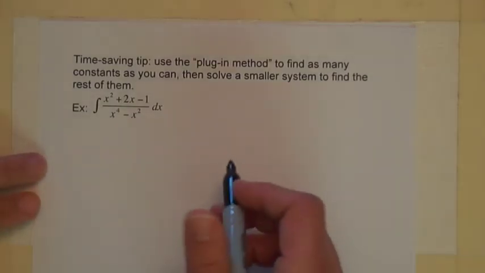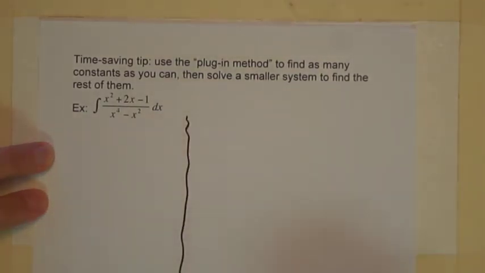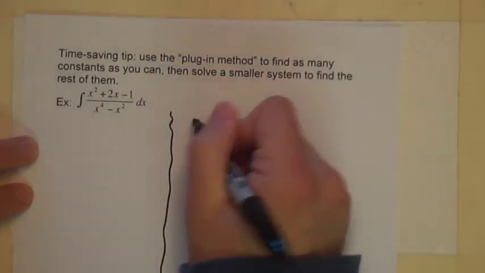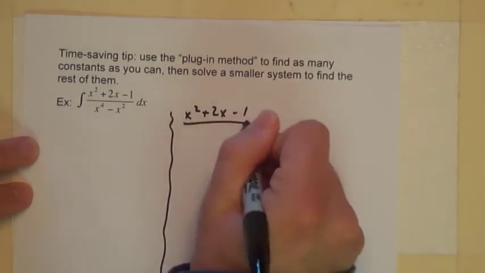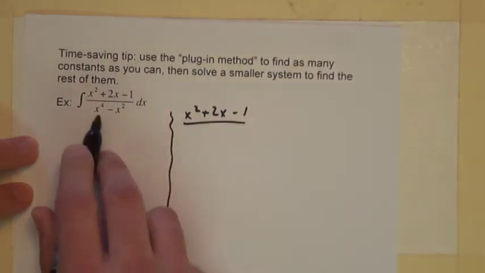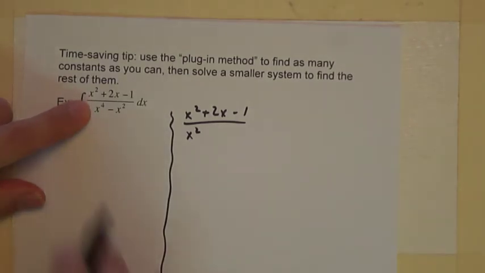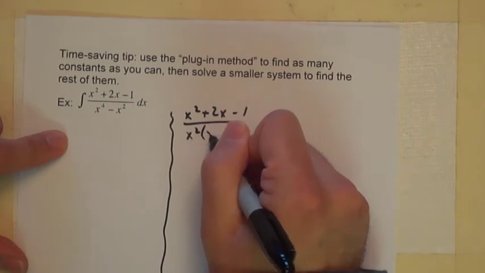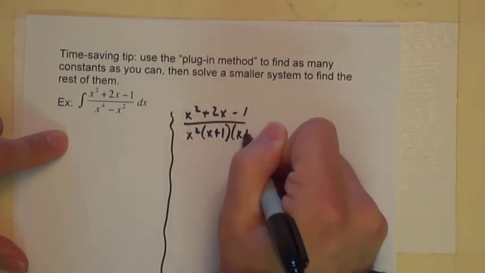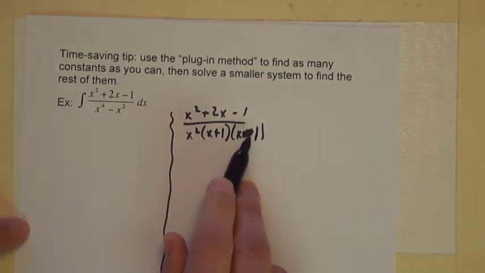In this case, let's put all our scratch work on the right-hand side here. Let's do this. x squared plus 2x minus 1 over x to the 4th minus x squared. How does that factor? Well, if we pull out an x squared, we are left with x squared minus 1, which also factors as x plus 1 times x minus 1. Sorry, that says x minus 1.